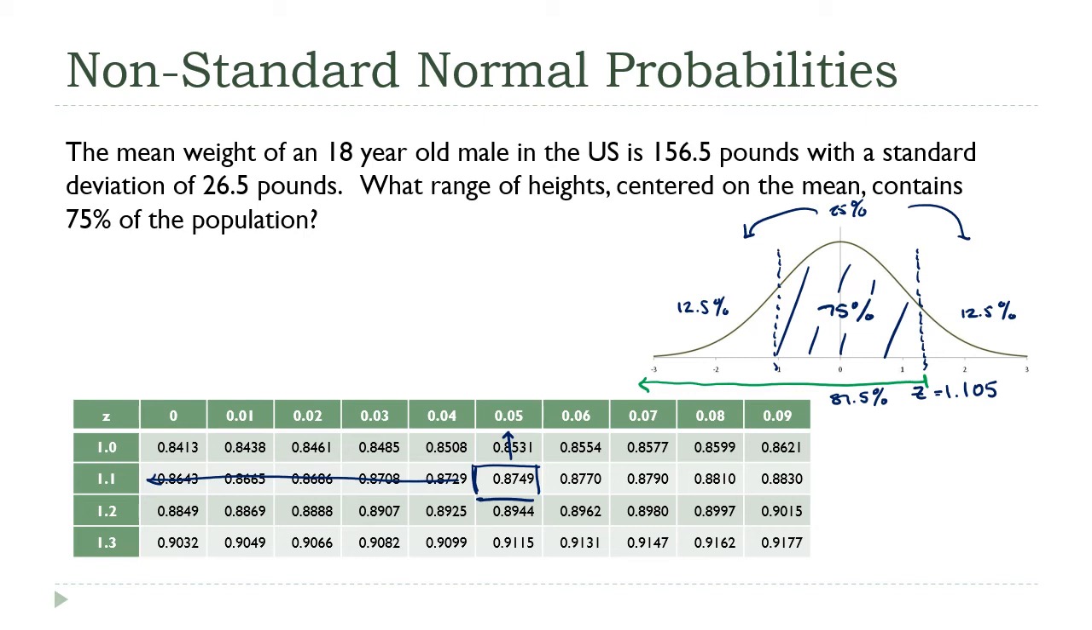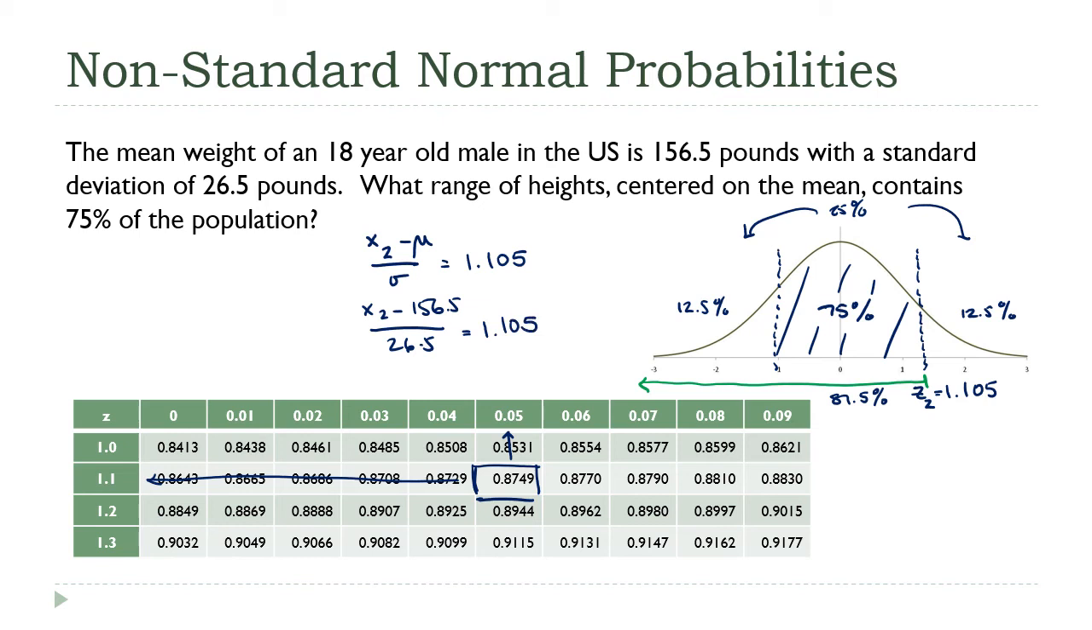My upper limit, let's call that x2. So let me put a 2 down here. That'll be z2. X2 minus the mean divided by the standard deviation is going to have to be 1.105. So let's put our numbers in. X2 minus 156.5 over 26.5 is 1.105. And then we'll solve this.